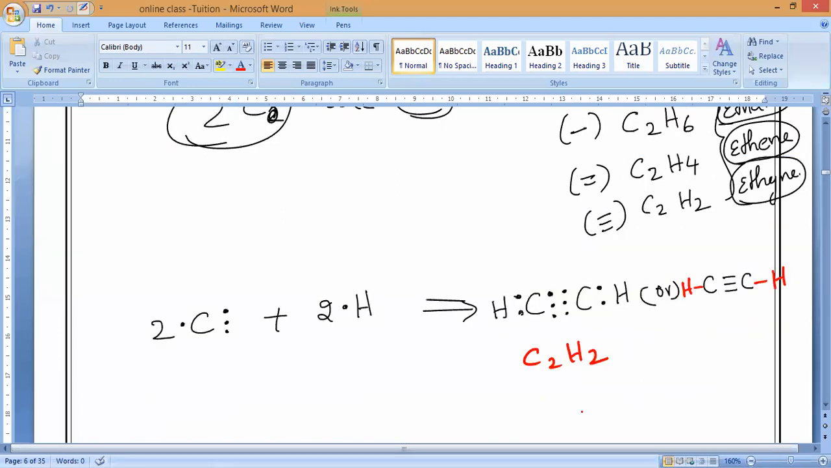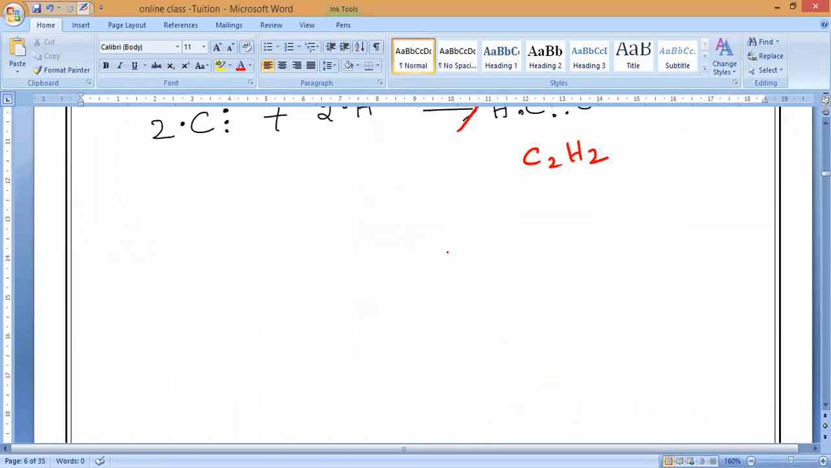No doubt, sir. So this ethine we can also call by another name, to confuse you in the exam. They will give it like this also. So ethine is also called acetylene. Acetylene and ethine are both the same. Is it okay, guys? We will study all this in chapter 4, carbon compounds, but here it is important. Do you understand, everybody?